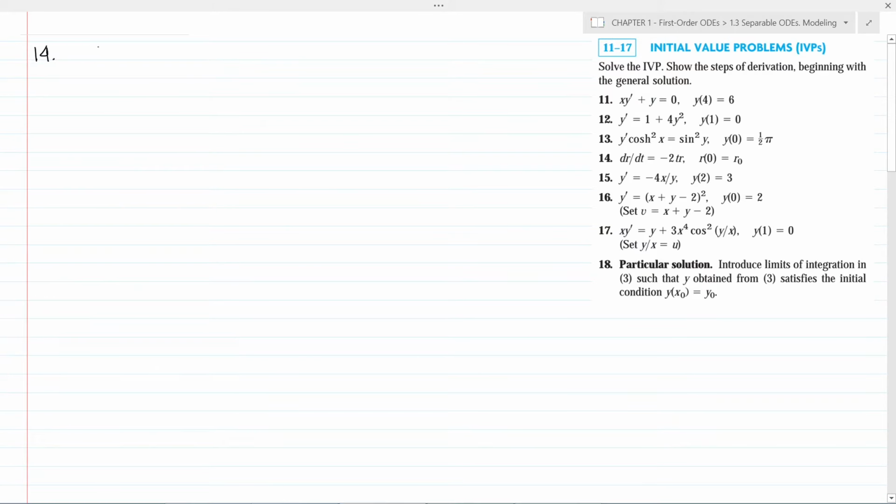Question 14. The differential equation given is dr by dt is equal to minus 2t r, and the initial value condition is r of 0 is equal to r naught.